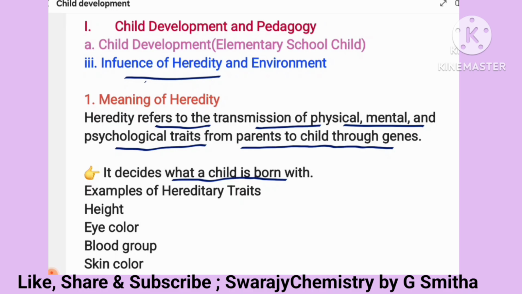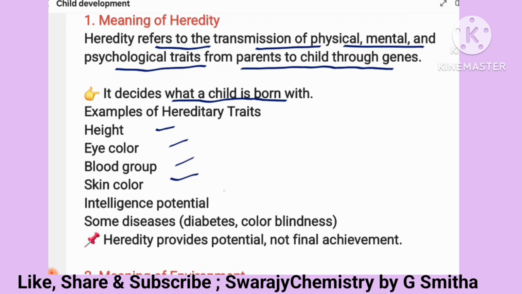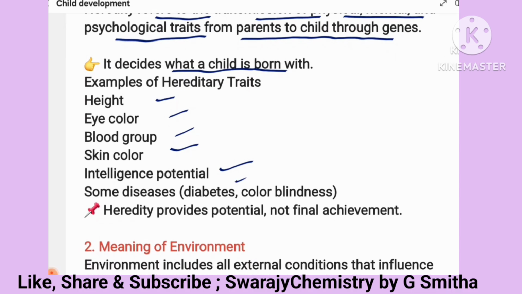Let us see some common examples of hereditary traits: height, eye color, blood group, skin color, intelligence potential. In some cases, heredity also influences certain diseases such as diabetes and color blindness. Please remember this line. It is frequently asked in exams. Heredity provides potential, not final achievement.